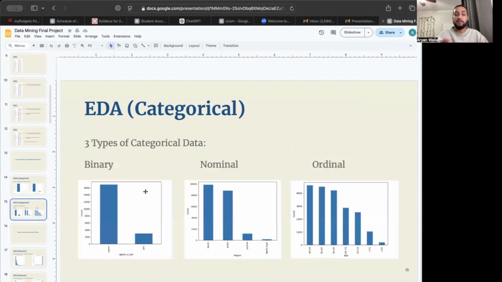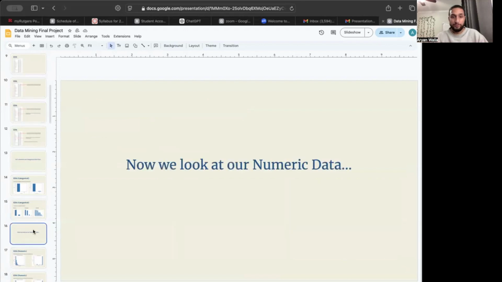Now over here we have binary, nominal, and ordinal. Binary has two unique values, for example, yes or no. Nominal has multiple unique values without any particular order, for example, loan purpose. And ordinal data shows a meaningful order, such as age groups.